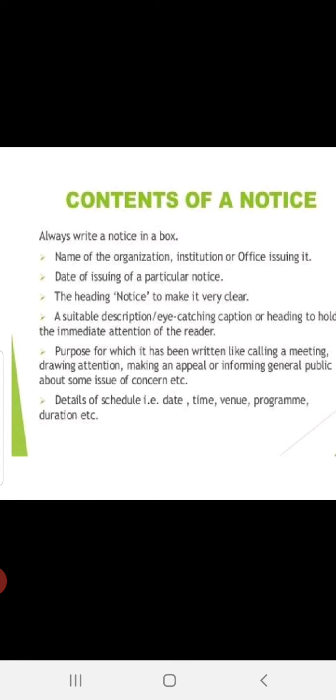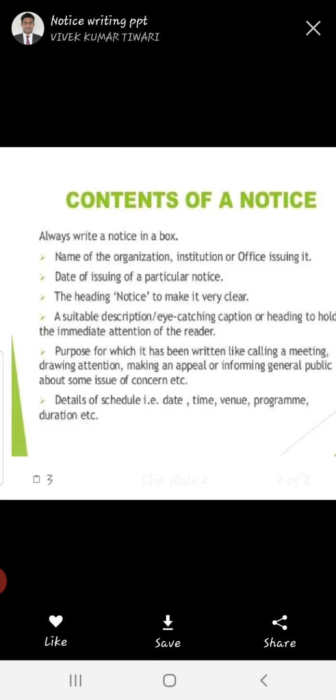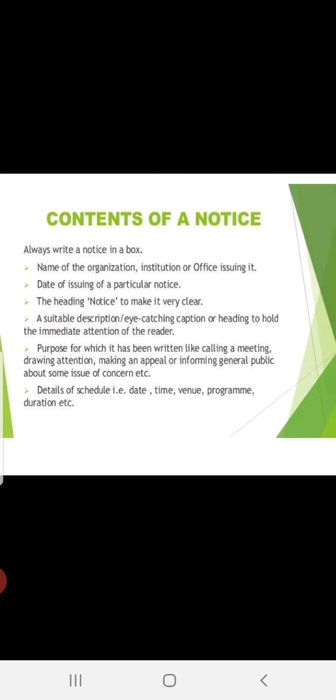Let us learn. Name of the organization, institution or office issuing it. Date of issuing of a particular notice. The heading notice to make it very clear. A suitable description or eye-catching caption or heading to hold the immediate attention of the reader. Purpose for which it has been written, like calling a meeting, drawing attention, making an appeal or informing the general public about some issue of concern, etc. Sorry children, details of schedule, that is date, time, venue, program, duration, etc.